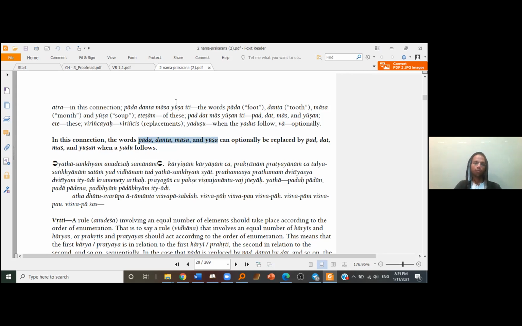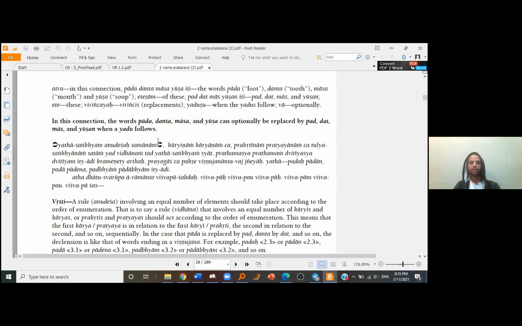Dantah, dantau, dantah, dantam, dantau, dantan, dantena, dantabhyam, dantaihi, dantaya, dantabhyam, dantebhya, ityadi. Masah, masau, and so on. Now, from Shas onwards, all these four will take two forms. One is the Krishna form, and one when we replace, substitute each word with their respective substitution. So pada with pad, danta with dat, and ityadi. So their sadhana is quite simple. We'll skip masa and yusha shabd for the time being because they require some further sutra to be applied, which is of course in this very chapter. So we'll discuss pada and danta.